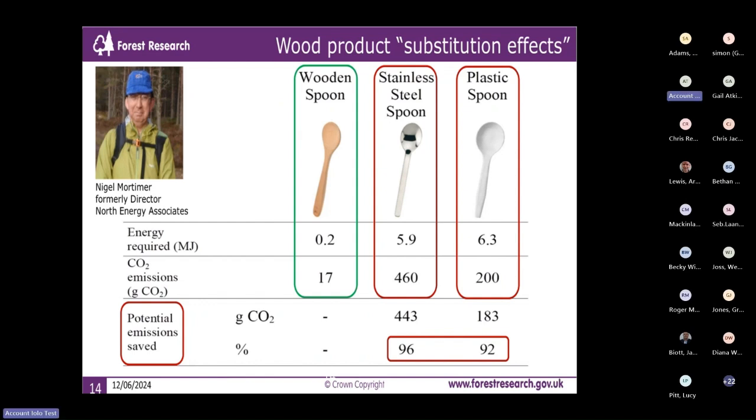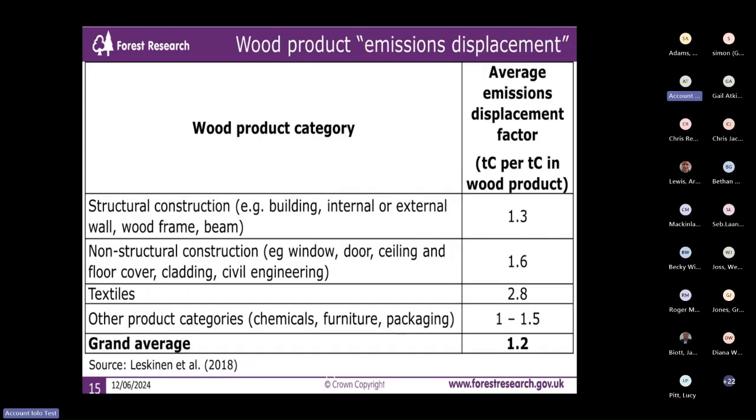What does that look like with real numbers? This is obviously a cartoon to illustrate the point. This is based on a literature review that was published a couple of years ago, 2018, by the European Forest Institute. You can see the typical emissions displacement factors, as they're called, for different types of wood products. So for structural construction timber, if you have 1 ton of carbon in that wood product, it will save you 1.3 tons of carbon of emissions from not building that product out of a non-wood alternative. You used to see in the literature that it was about 2 tons, but the numbers have come down more recently in the light of better research and better information.